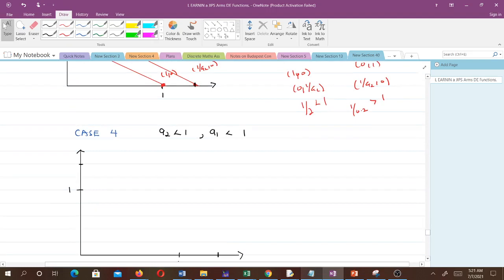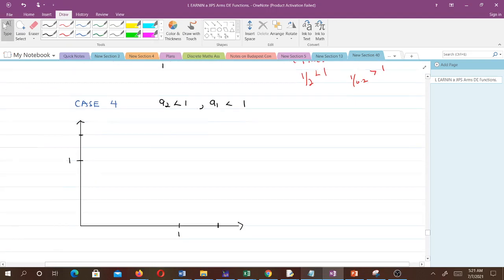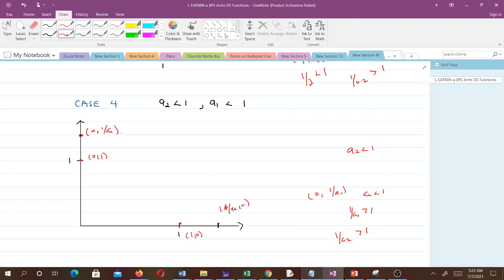Then let's go to case 4. Case 4 is when all of them are less than 1, right? So this is going to be 1, 0, and the other point is 0, 1 over e1. But since e1 is less than 1, it means that 1 over e1 will be greater than 1. So we have that on top here: 0, 1 over e1. Then this is 0, 1. And since a2 is also less than 1, it means 1 over a2 will be greater than 1. So you can have that one here. That's 1 over a2, 0.